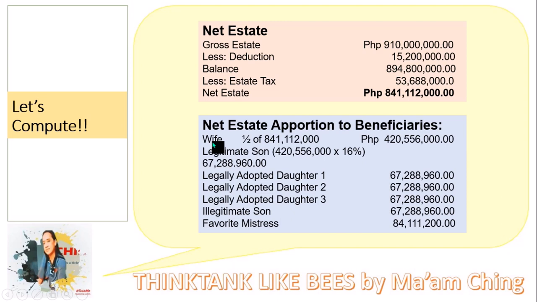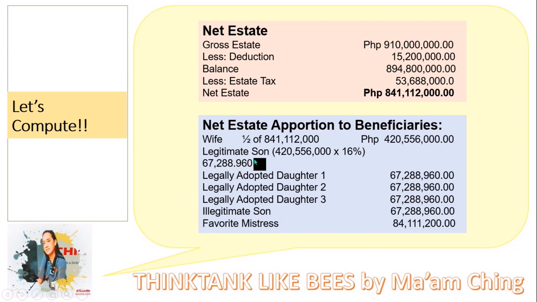Here's the computation of the net estate apportioned to the beneficiaries or heirs. For the wife, she will still receive one half of the net estate, since in accordance with the law, the legal wife will receive one half of the share of the decedent. So she will receive one half of 841,112,000, which is 420,556,000. The remaining 50% will be divided among the heirs with regard to the last will and testament.